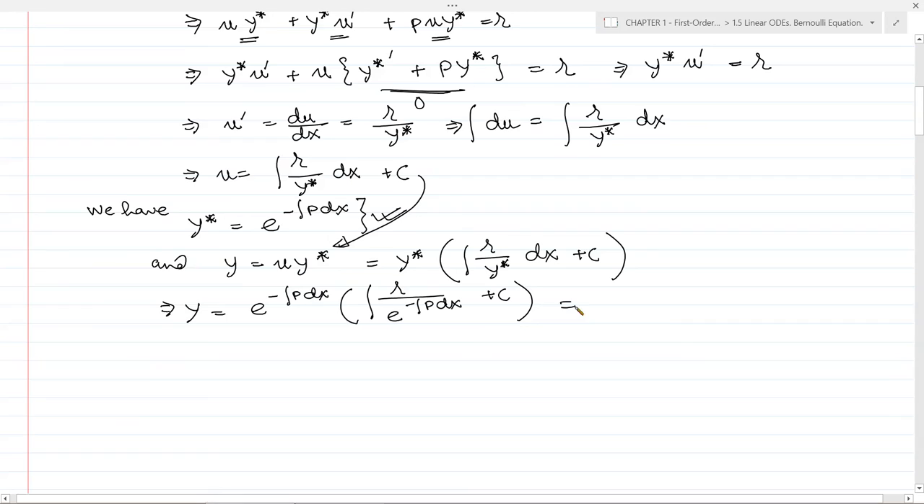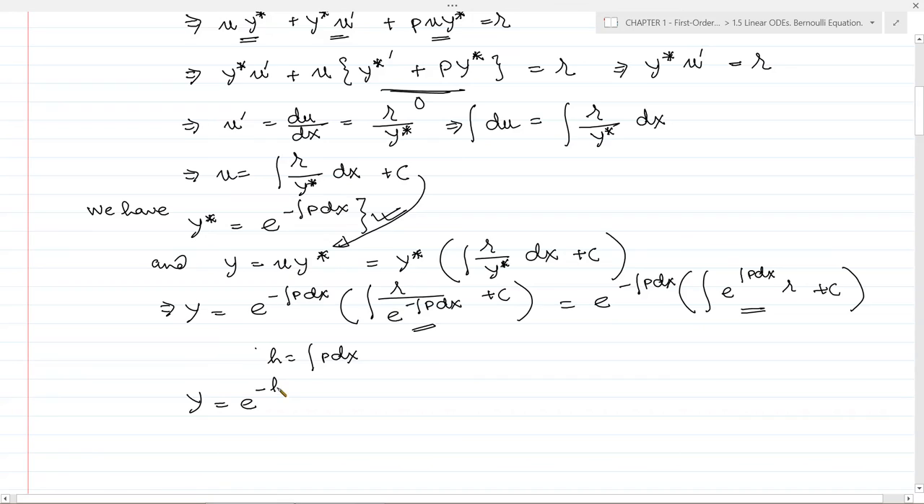and this is equal to e to the power minus integration of p dx, integration of e to the power integration p dx times r plus constant of integration c, because 1 by e to the power minus integration p dx is e to the power integration p dx. Now if we take h equal to integration of p dx, then this equation can be written as y equal to e to the power minus h, integration of e to the power h r of x dx plus constant of integration c. Sorry, there should be a dx here.